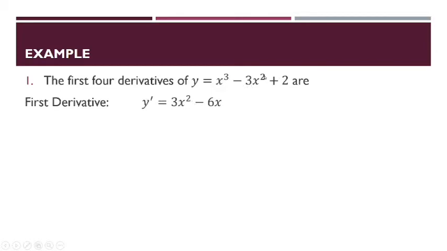And 2 times 3 is 6. So we have negative 6. Then ito ay x na lang. And yung positive 2 would become 0 for its first derivative.